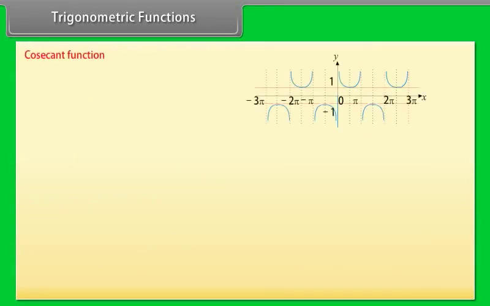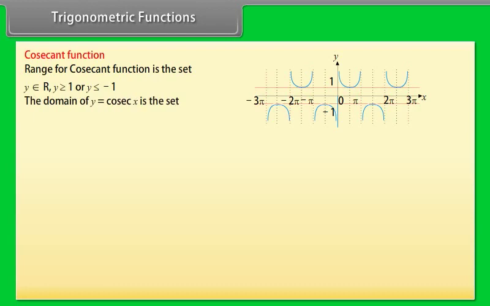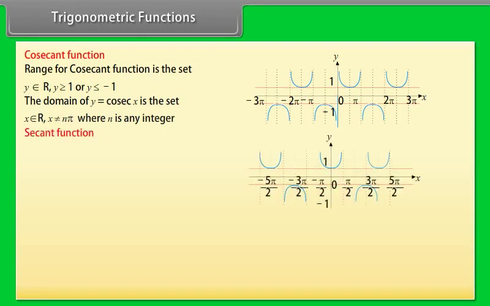Cosecant function. Range for cosecant function is the set of y belonging to real numbers, y greater than or equal to 1 or y less than or equal to -1. The domain of y equal to cosec of x is the set of x belonging to real numbers, x not equal to n into pi, where n is any integer. Secant function. Range for secant function is the set.